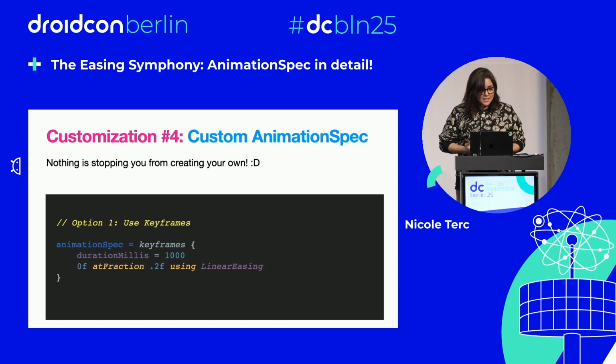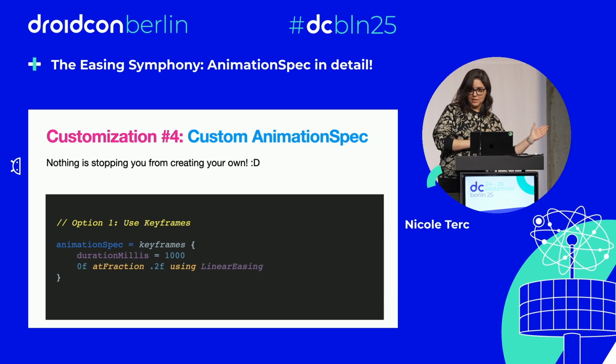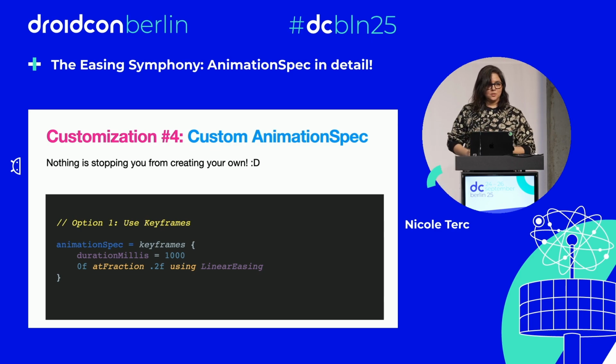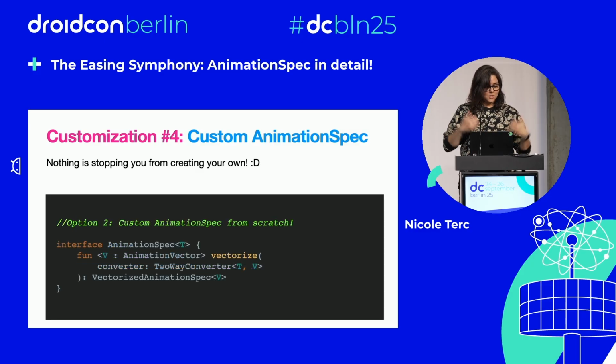And in order to create them, you again have 2 options. Option number 1 is to use keyframes. As I mentioned before, this is kind of like a super flexible animation spec that is going to let you define specific keyframes you want to hit. It's super flexible, and for most cases, this is the only thing you need, but we're not going to go with the simple, easy way.